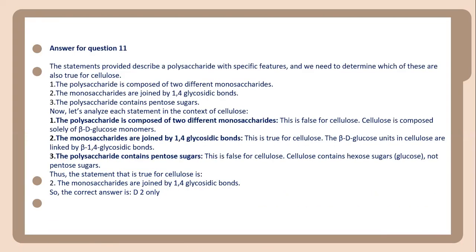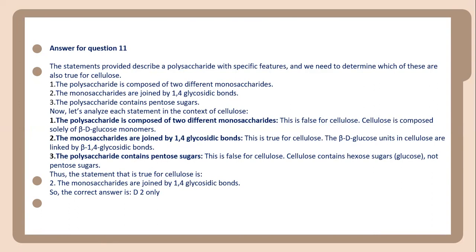The answer for this will be D, which is 2 only. Why? The polysaccharide is composed of two different monosaccharides. The monosaccharides are joined by 1,4 glycosidic bond, and the polysaccharide contains pentose sugars. The first statement is false for cellulose, because cellulose is composed solely of beta-D-glucose monomers. And the monosaccharides are joined by 1,4 glycosidic bond.